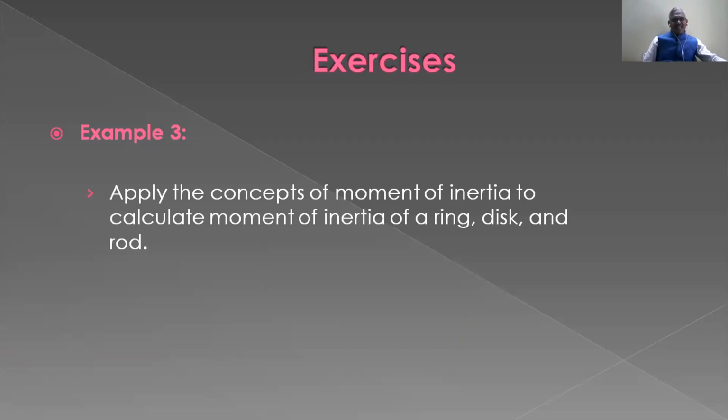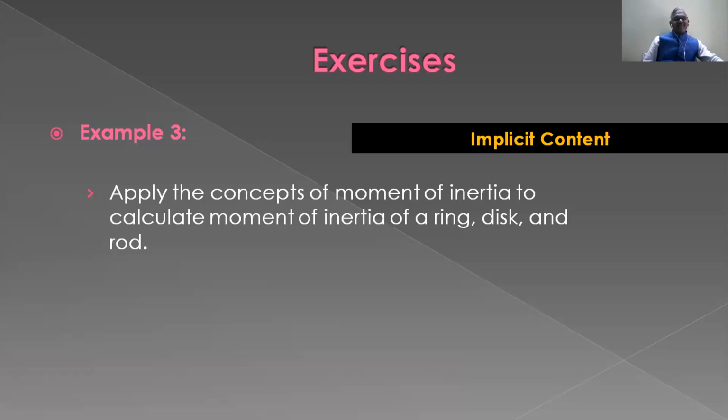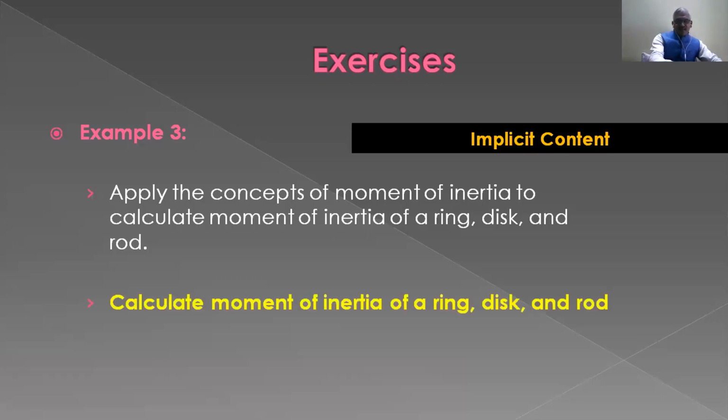Okay. Now, another example. Apply the concepts of moment of inertia to calculate moment of inertia of a ring, disc and rod. This is a course outcome written by somebody. Look at the question. Apply the concepts of moment of inertia. Why? To calculate moment of inertia of a ring, disc and rod. Don't you see lots of redundancy? This is implicit content. The right way is: calculate moment of inertia of a ring, disc, rod.